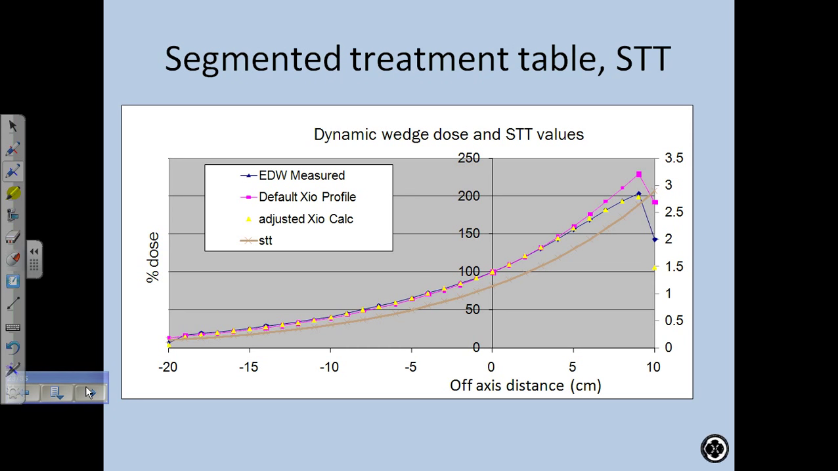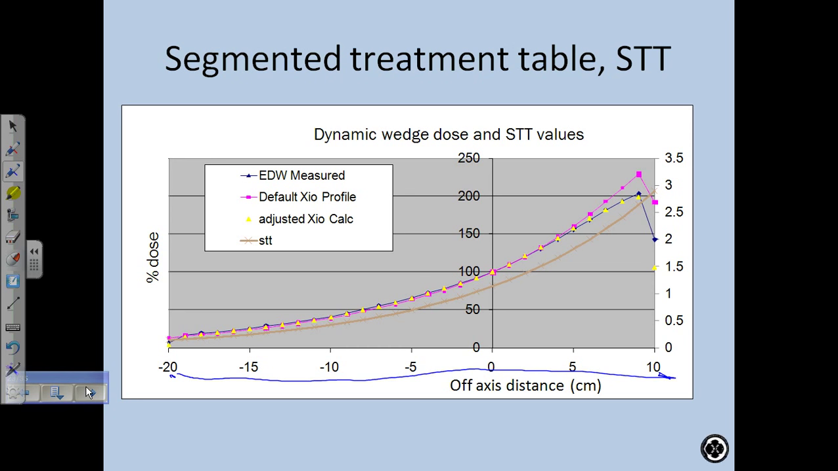Then we looked at our dynamic wedge profile in Axiom. We put interest points across the field and looked at the dose across the field, like a profile for our dynamic wedge. And this is what we got, these purple dots. That's the dose profile that Axiom gave us. Just to explain, this is the x-axis and this is off-axis. This is the maximum asymmetric field size from minus 20. The jaw moves from minus 20, goes through zero, and this is the over travel all the way to 10, so it's a 30 centimeter field size. And here's the percent dose over here. So Axiom gave us values that are this purple line.